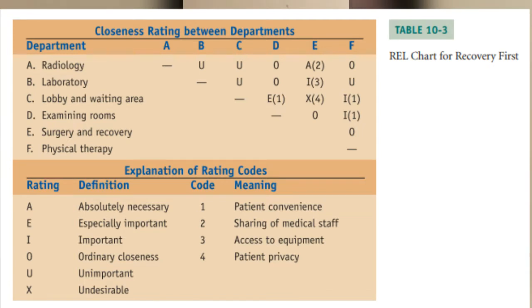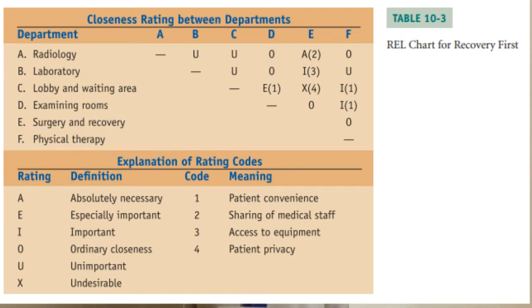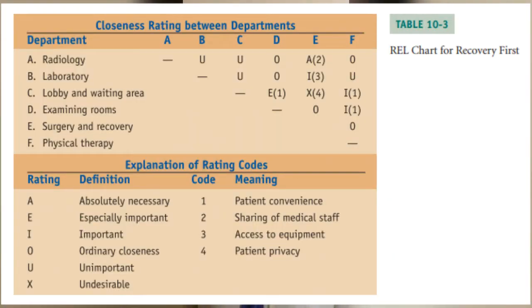And under the code, number 1 is patient convenience, number 2 is sharing of medical staff, number 3 is access to equipment, and number 4 is patient's privacy. Lobby and waiting area and Department B is especially important in patients' convenience, and Department E is undesirable for patients' privacy, and Department F is important in patients' convenience. Department E is ordinary closeness, and Department F is important in patients' convenience. In surgery and recovery, Department F is ordinary closeness.